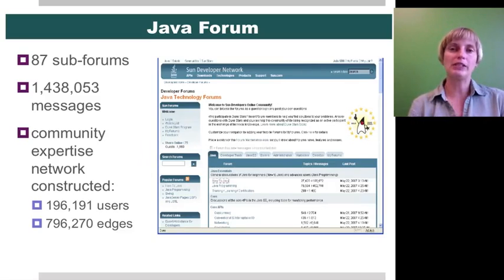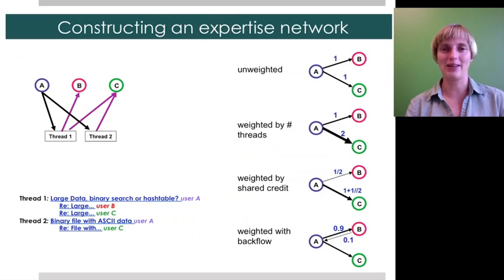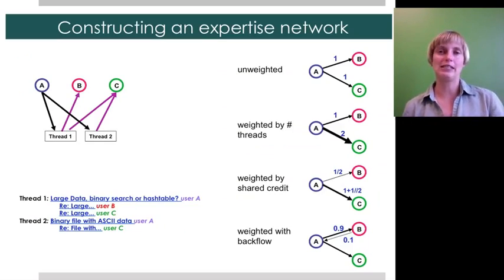And so what we did was we gathered a whole lot of data from Sun's Java forum, and we had 200,000 users and 800,000 edges, so plenty to play with. But with real world data, the thing is always you have to decide how you're going to construct the network. So you could construct it in an unweighted way.